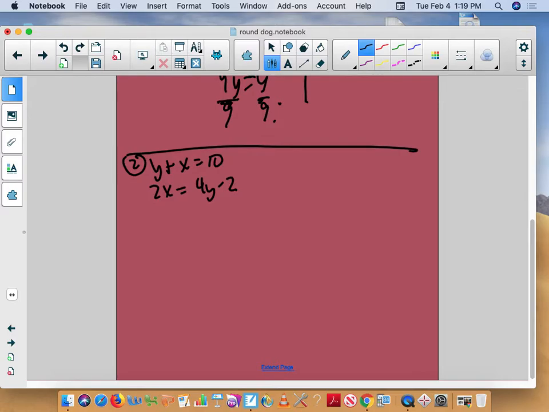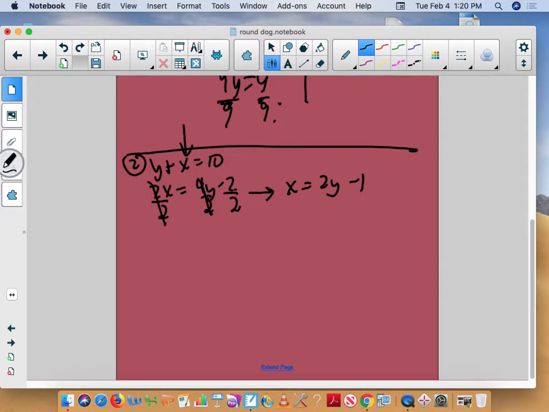I would probably tend to work with the second one because x is already by itself. But what do I need to do to it? Rebecca? Oh, divide it. Divide it by 2. However, it wouldn't be very hard to isolate one of those two things, okay? All right, but it already says x equals, so I'm going to divide by 2. Divide everything by 2. That gives me x is equal to 2y minus 1.